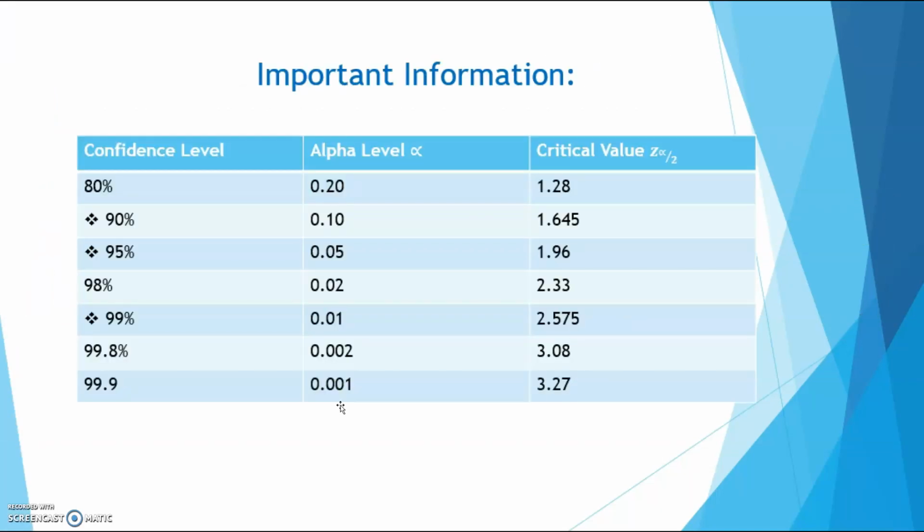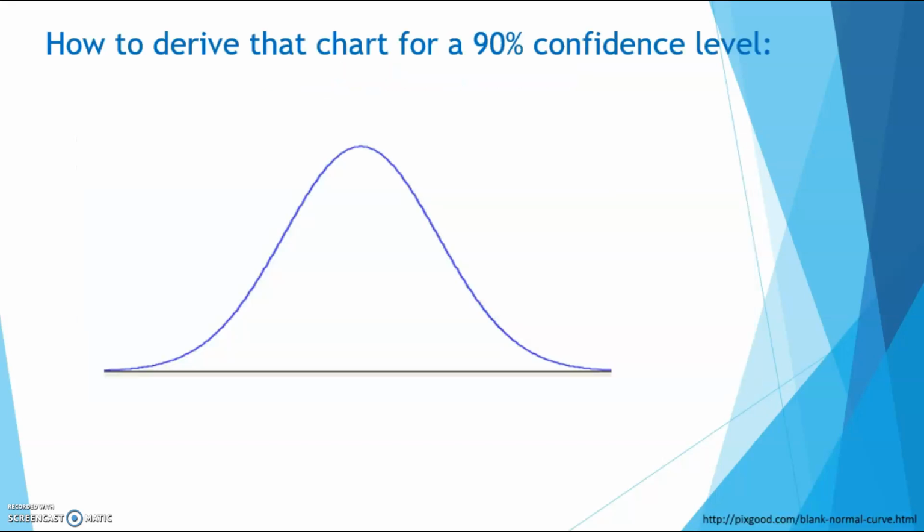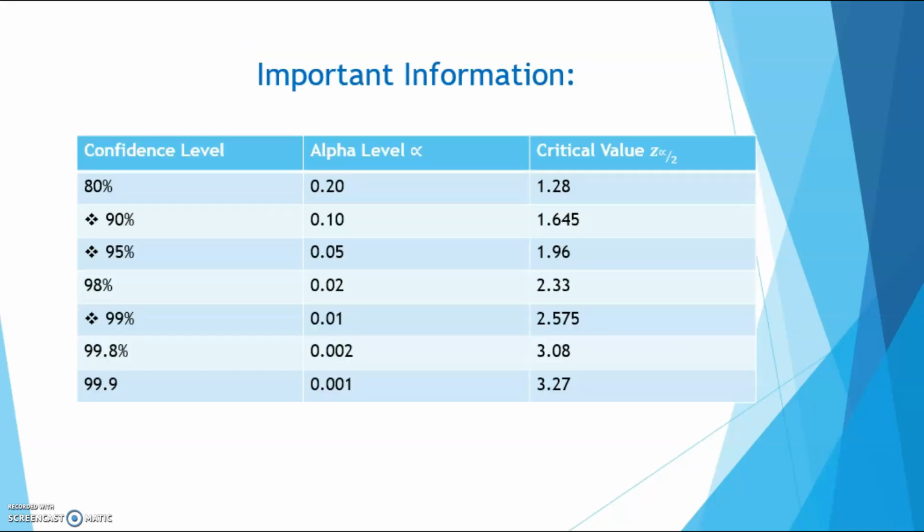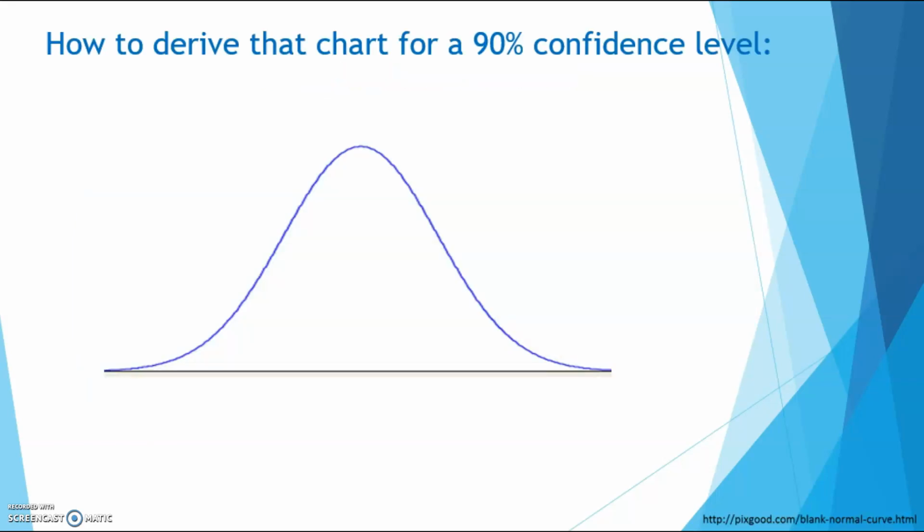Okay. This table will be given to you the day of the test, and let me go ahead and show you how you would actually derive this table. So here we're saying how to derive that chart for a 90% confidence level. So it says for a 90% confidence level, we have an alpha level of 0.10 and a critical value, which is really just a z-score, of 1.645. Now let me show you how they get that.